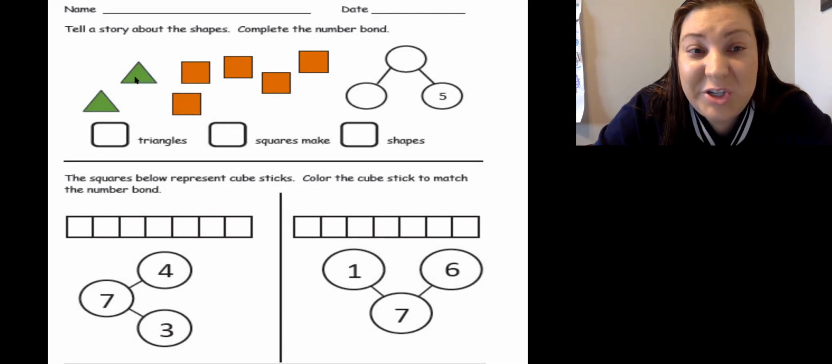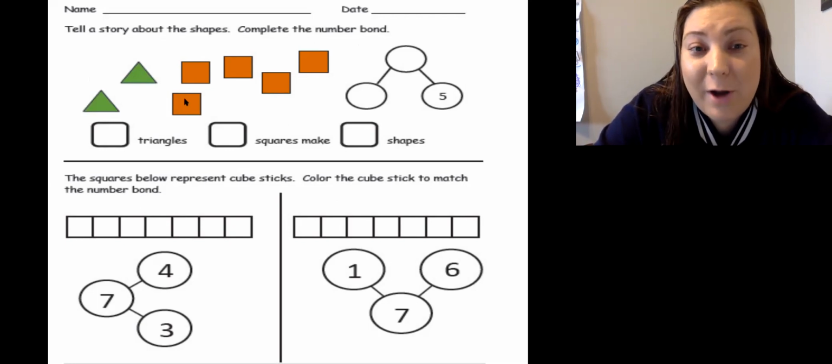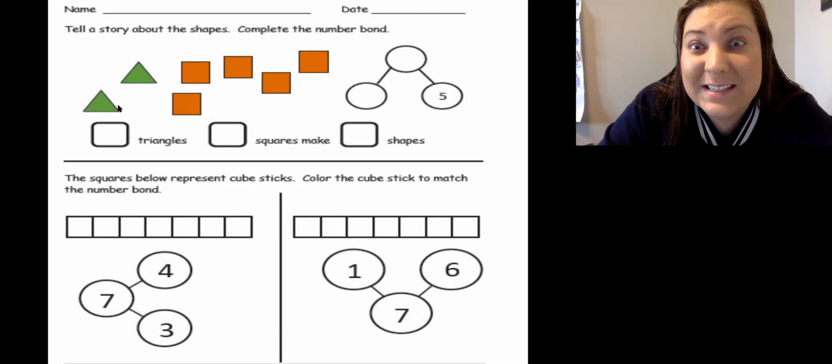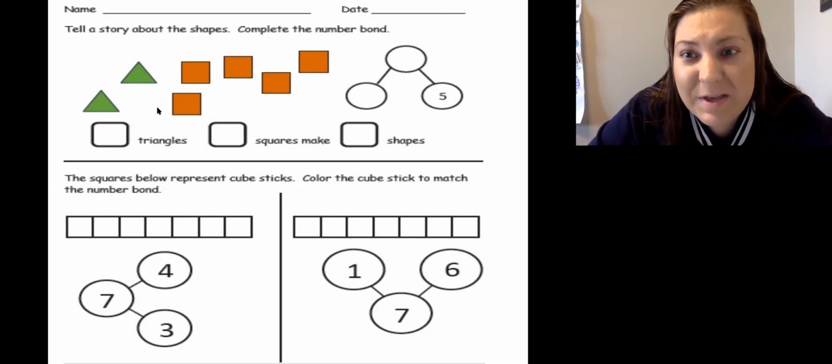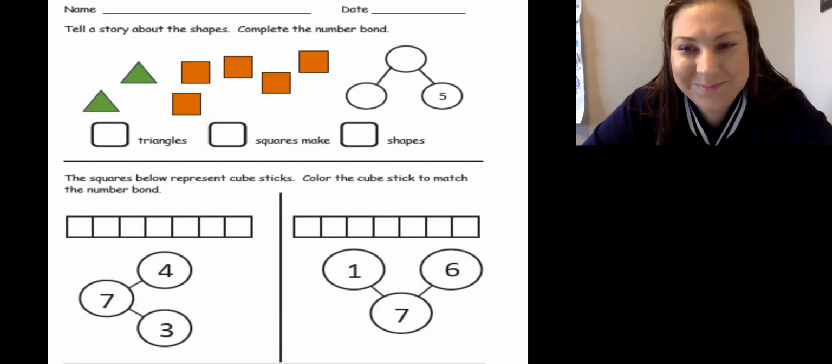Anaya had 2 triangles. She was playing with her friend Asa. Asa brought over 1, 2, 3, 4, 5 squares. Together, they had 5, 6, 7 shapes to build a house with. Your turn to tell me a story. That was a great story.